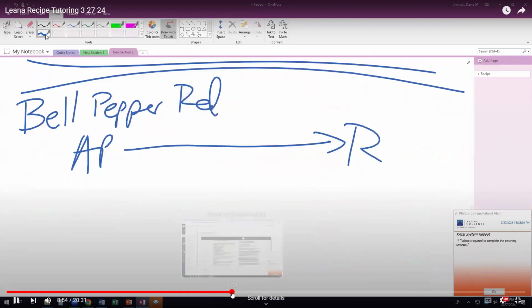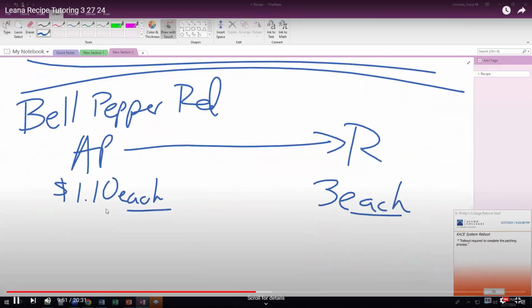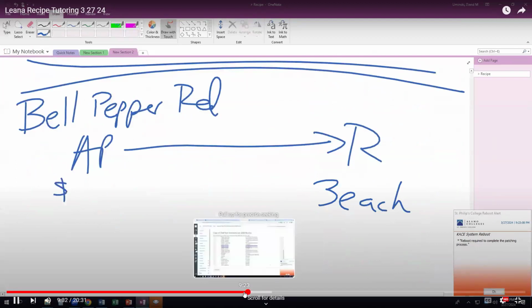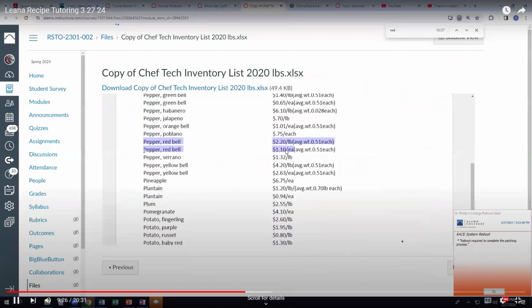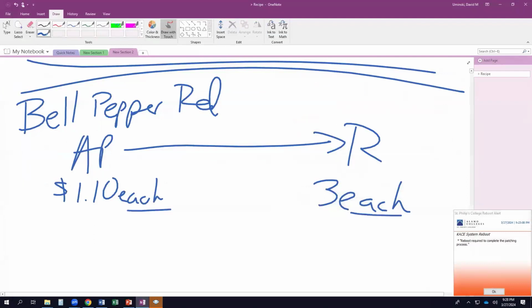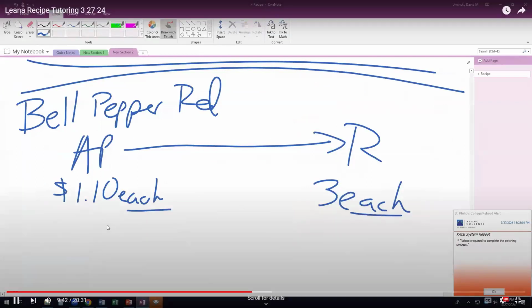So looking at our bell peppers, again, we went back into our recipe to determine how much we needed: 3 each. And then we looked at our Chef Tech inventory. Because we knew the recipe amount was the each, we went ahead and used the 110 each from the Chef Tech inventory. So sometimes knowing what our unit is for the recipe helps us determine which ingredient to use from that Chef Tech inventory list.